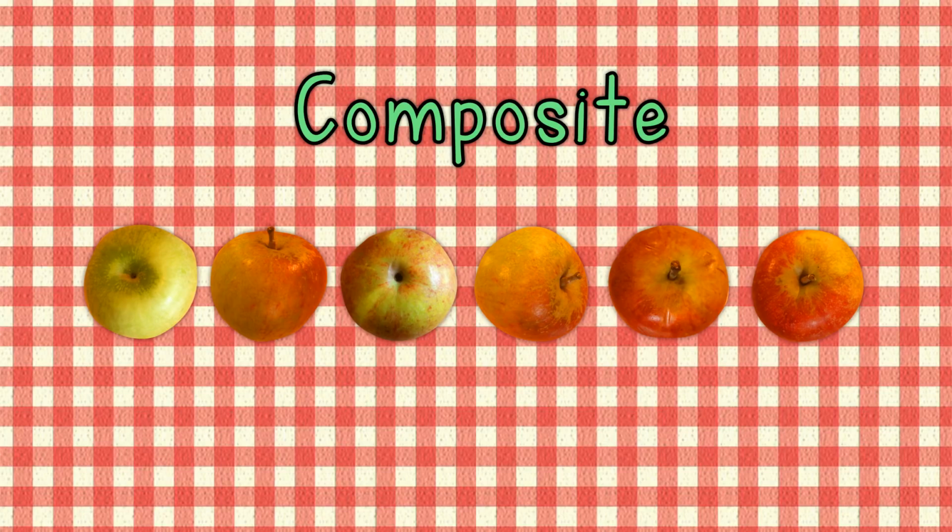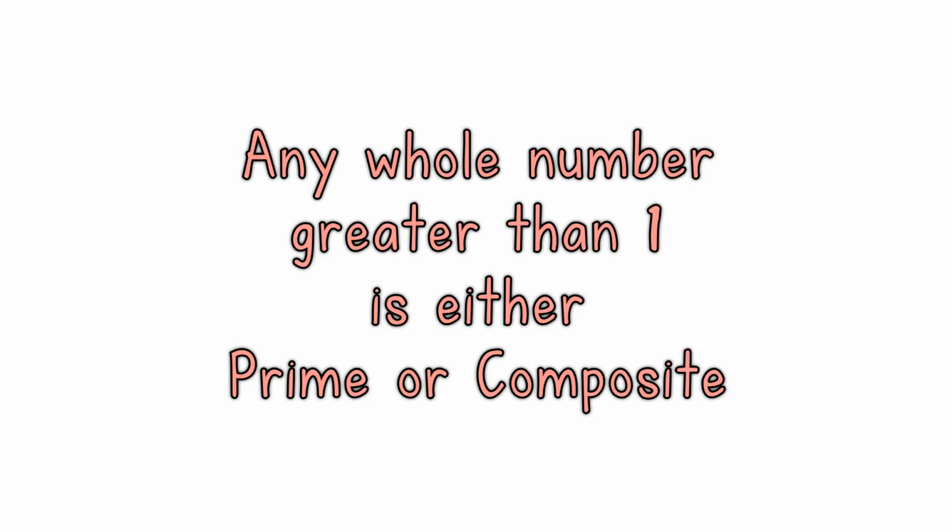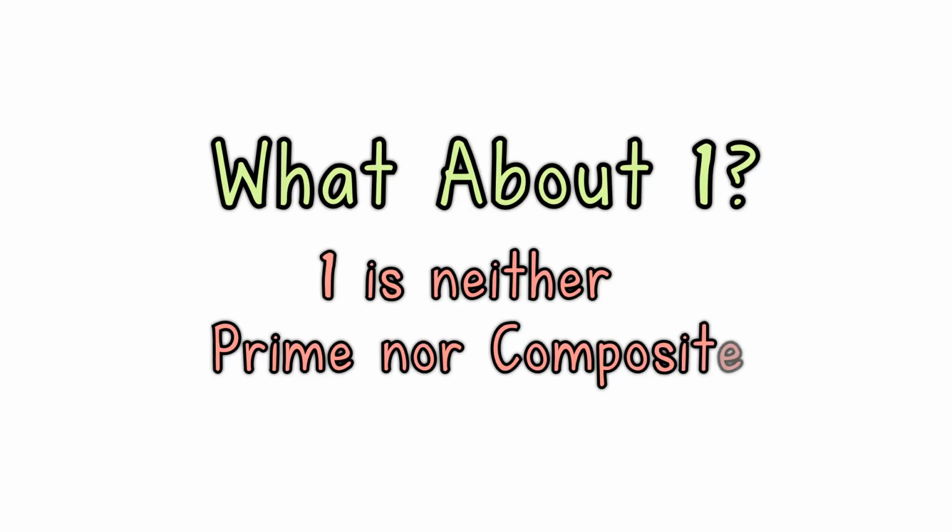Sometimes a number can be divided evenly many ways. Example: 12 can be divided evenly by 1, 2, 3, 4, 6, and 12. 1 times 12 equals 12. 2 times 6 equals 12. 3 times 4 equals 12. So 12 is a composite number. And note this: any whole number greater than 1 is either prime or composite. What about 1? Years ago, 1 was included as a prime, but now it's not. 1 is neither prime nor composite.